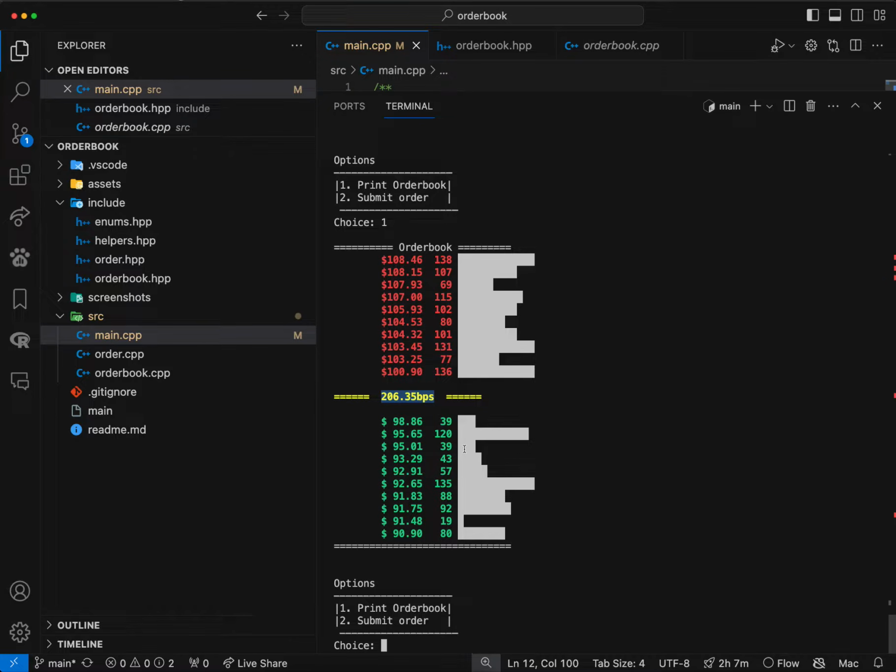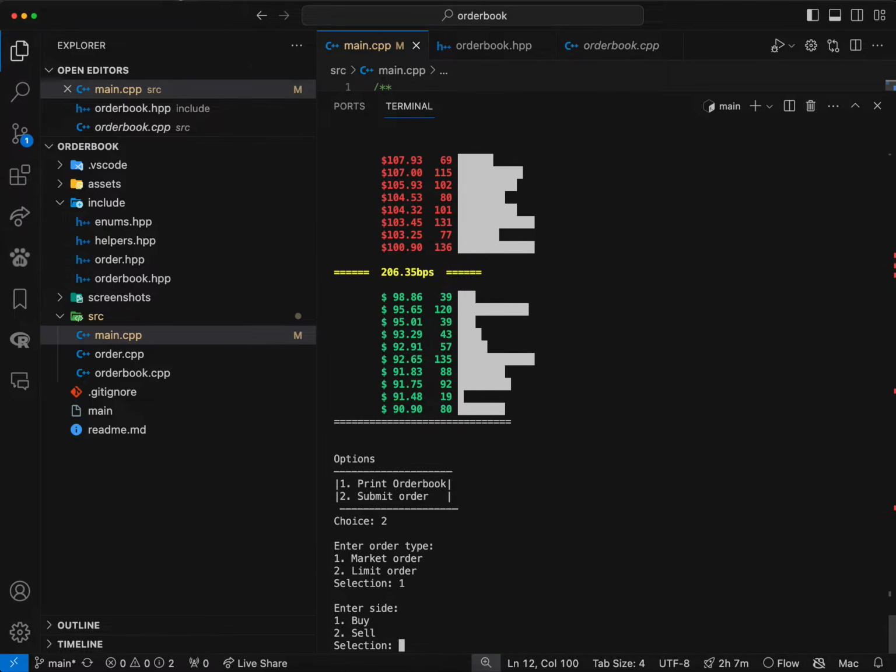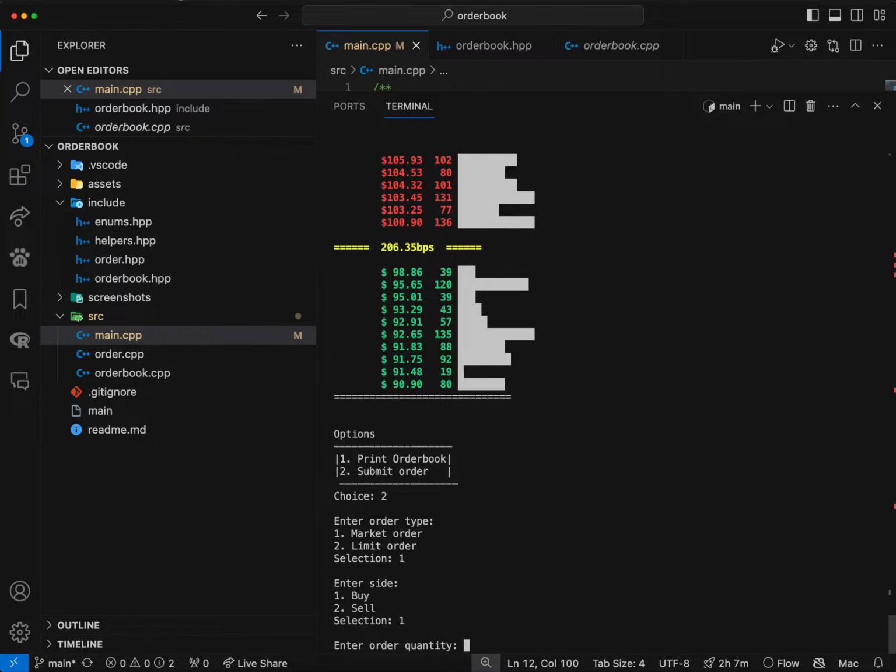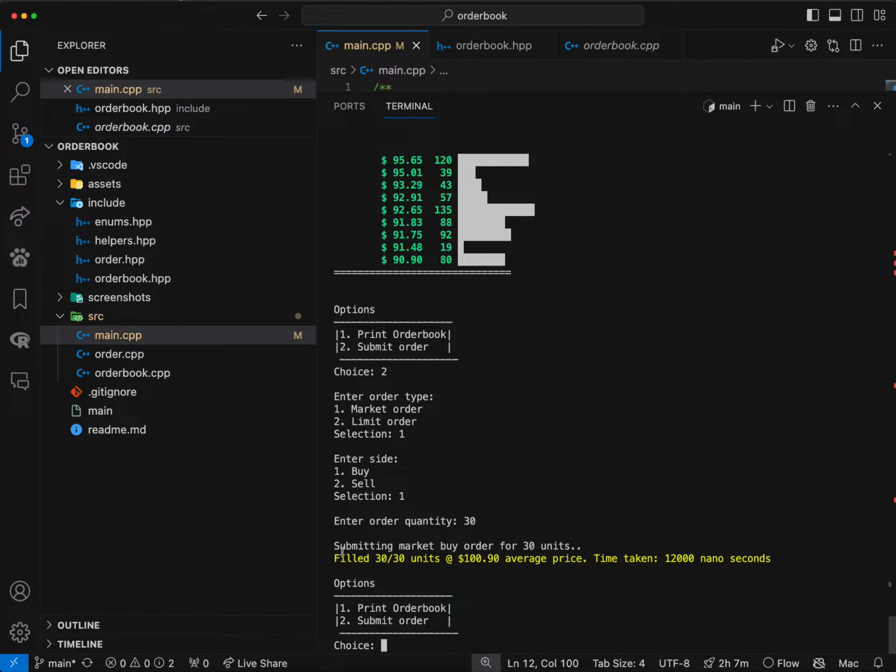Now I'd like to show you how the actual execution of orders works in this book. So let's submit an order. Let's make it a market order, which just means that we don't care about the price that we transact at, as long as it's the best price. And let's do a buy. Let's buy 30 units. All right, so it looks like we were filled for all 30 units at this average price, and it took 12,000 nanoseconds, which is 0.012 milliseconds. Pretty fast because it's C++.